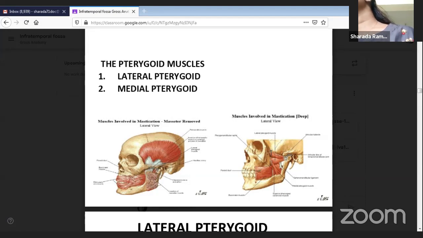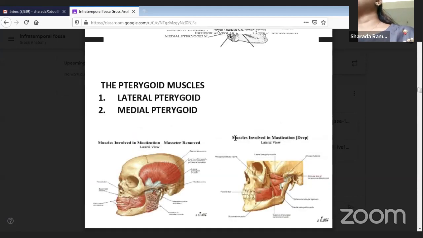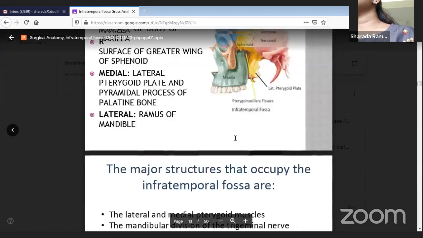This upper head, if you see, there is going to be a crest here. In the greater wing of the sphenoid, you're going to have a crest. And from that infratemporal crest part, you're going to get the upper head and, of course, the adjacent area. Then you're going to get the lower one. The lower one is going to be from the pterygoid plates here. So you saw the pterygoid plate.